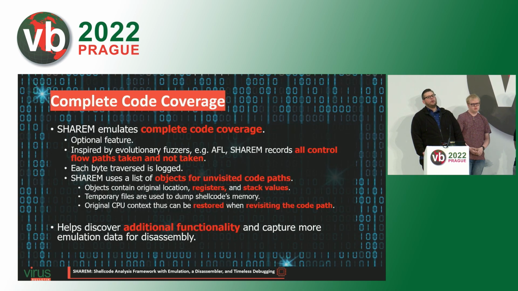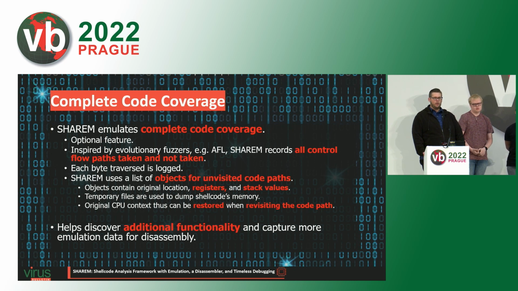Complete code coverage is probably one of the more revolutionary things about SHAREM. Inspired by AFL, which is a fuzzer that tries to explore every potential code path, SHAREM does something similar, so it wants to go down every single code path. So what it will do is it will record all code paths. It'll do that by creating a list of objects, and that will contain a good deal of information. For instance, the original location, the registers, the values of them, and also take a snapshot of the stack values. And in addition, it will dump the shellcode's memory.